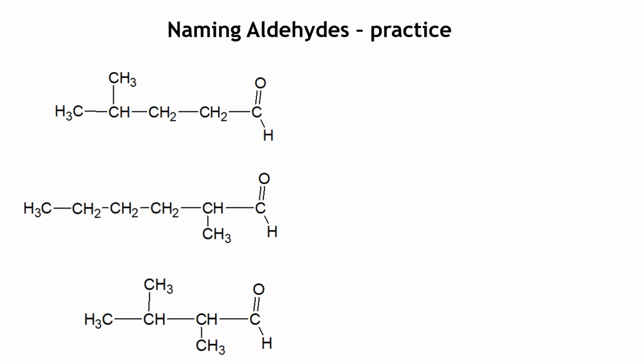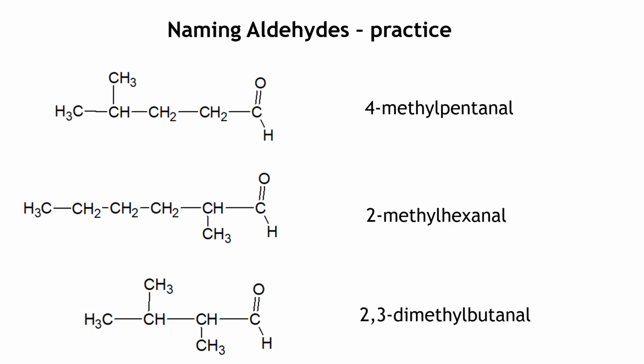Here are 3 aldehydes. What I'd like you to do is pause the video and write down what you think the names of these 3 molecules are. Okay, the first one is 4-methylpentanal. The second one is 2-methylhexanal. And the third one is 2,3-dimethylbutanal.